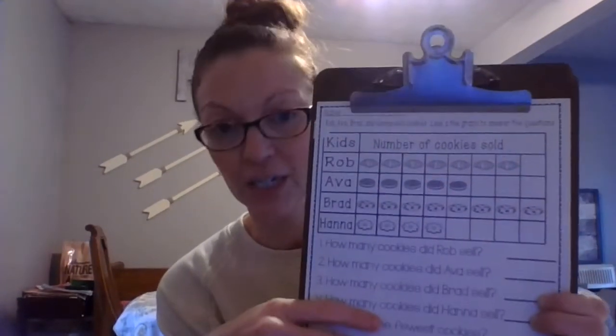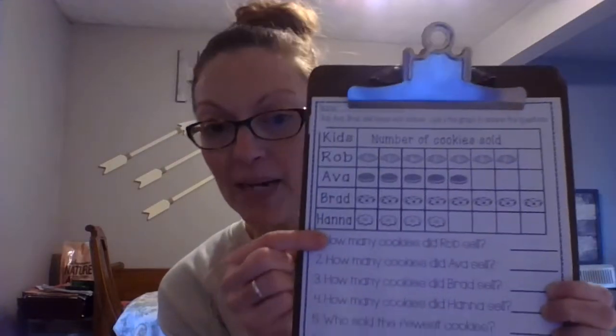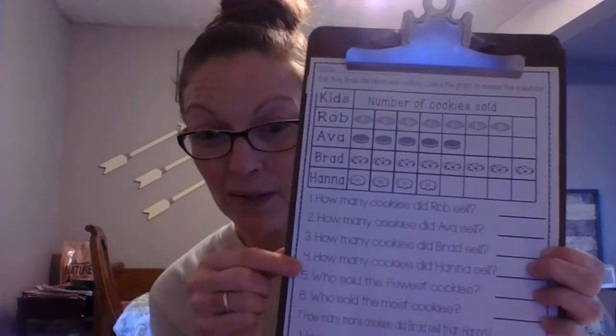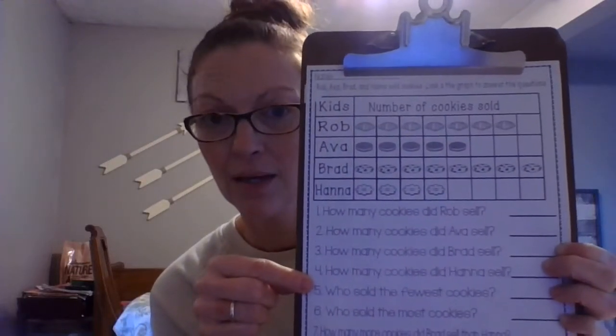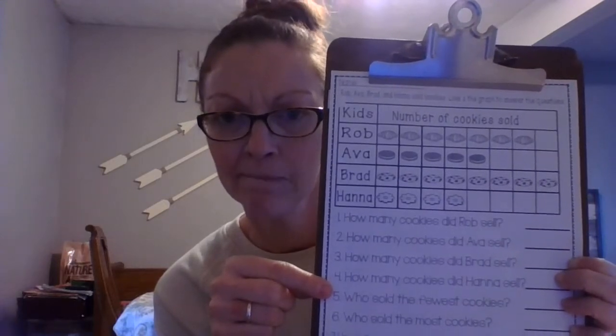So the questions here ask you some of those very same questions that we just did. How many cookies did Rob sell? How many cookies did Ava sell? How many did Brad sell? And how many cookies did Hannah sell? Now, the next part. Who sold the fewest cookies? What does fewest mean? What do you think?